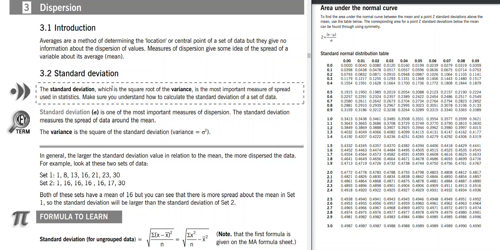Okay, we have something called standard deviation. Standard deviation is a measure of how much data is away from the center point. We have two sets of data here, set 1 and set 2. If you look at set 2, it is less spread about its mean, because all of these data are very close to that 16. But if we look at data set 1, it is more spread.